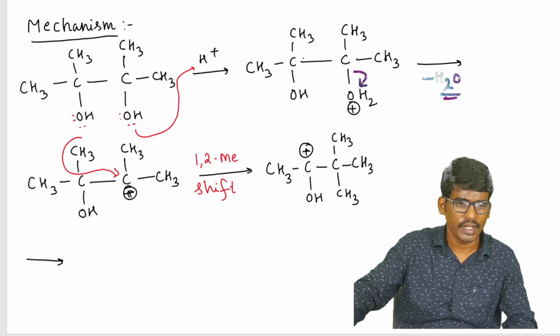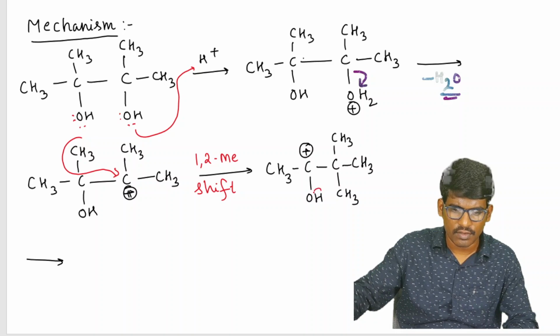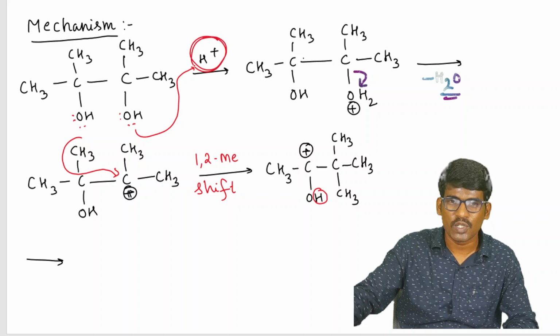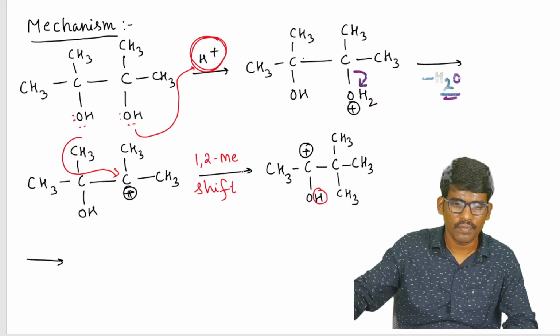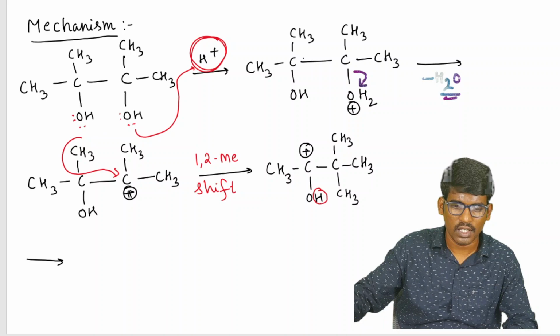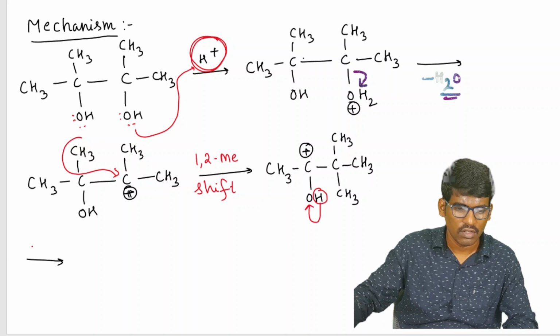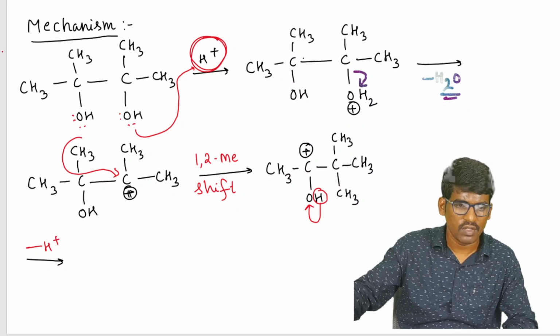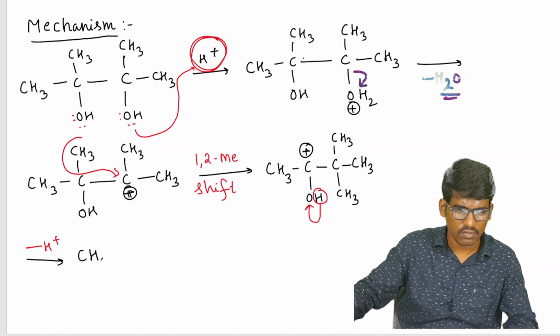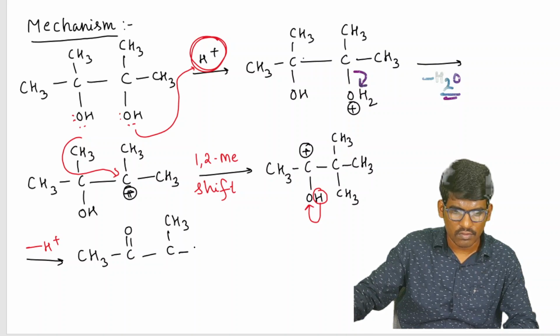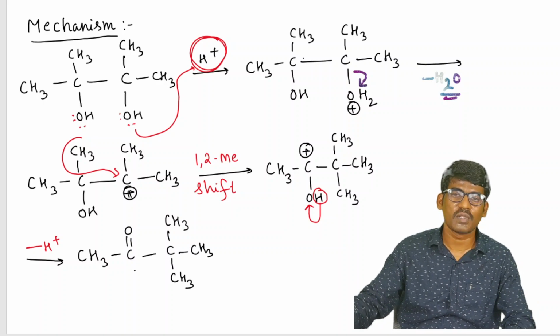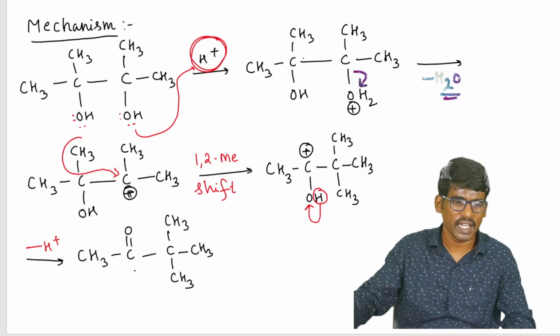Obviously, the H can be removed as H plus because it is acid catalyzed. We consumed H plus in the first step, so that H plus can be taken out. If H plus is removed, the positive and negative charge can form a bond. Now we got our required product. Check it over there: CH3, CO, CH3, CH3. This is said to be pinacolone. So pinacol has been converted into pinacolone. In such a way the rearrangement is done.